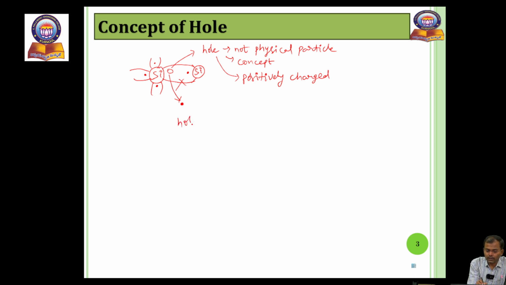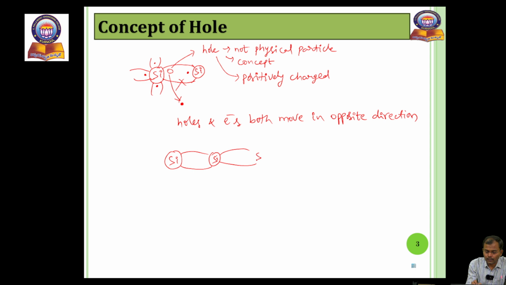And these holes and electrons both move in opposite directions. So we will see. In this structure, the hole is present in this covalent bond. So any of these electrons will try to occupy this empty covalent bond.